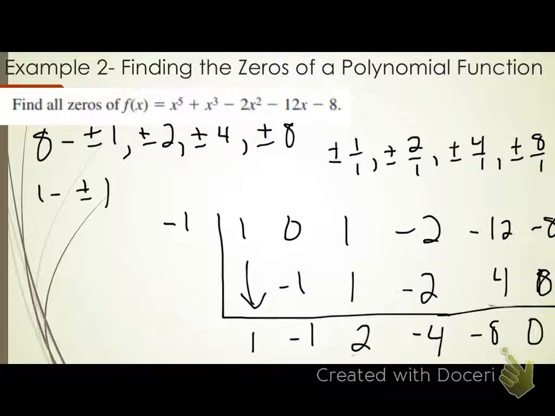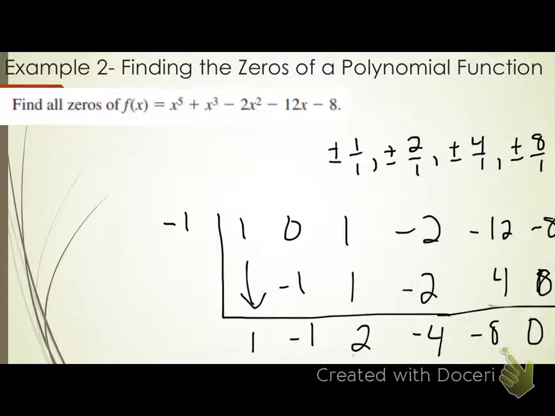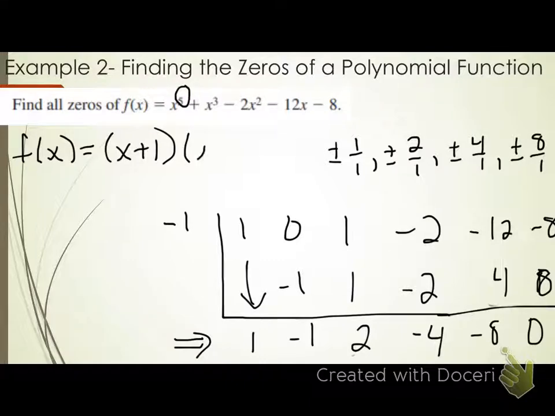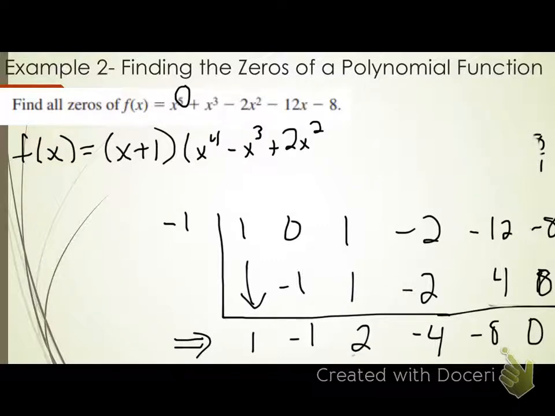So we can use x plus 1 to represent negative 1. And then once again I use my coefficients down here to get the rest inside the parentheses. Since we started off with x to the 5th, I'm going to get 1x to the 4th minus x cubed plus 2x squared minus 4x minus 8.